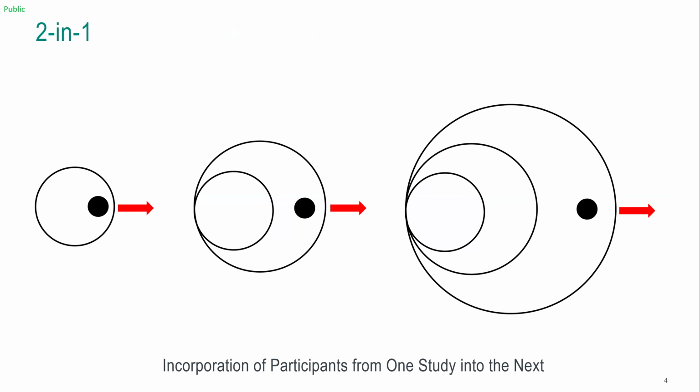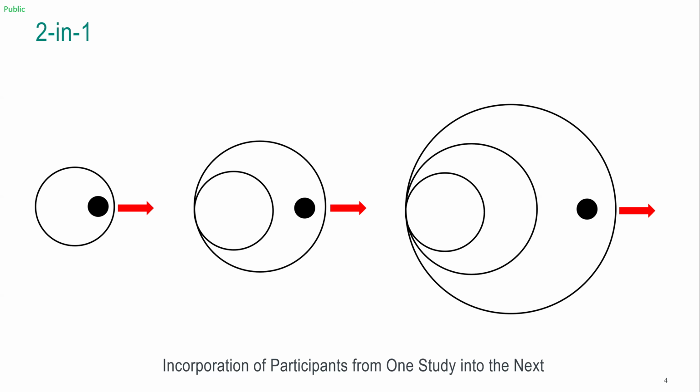The two-in-one design tries to do something different. In the two-in-one design, participants from earlier study are included in the formal analysis of a subsequent study. Our research has demonstrated for the first time that this design is statistically valid under a mild mathematical condition. In other words, data used for hypothesis generation can be properly incorporated into hypothesis confirmation without compromising the scientific integrity.